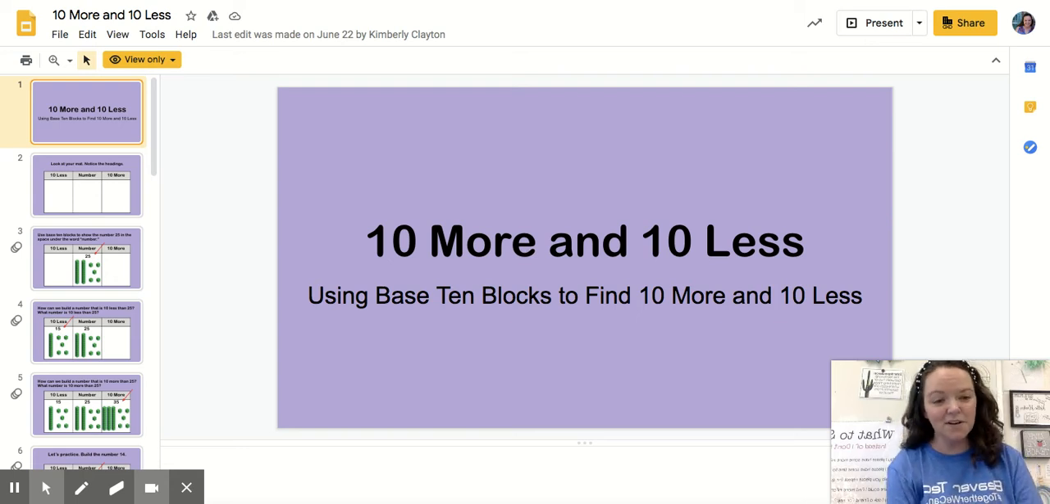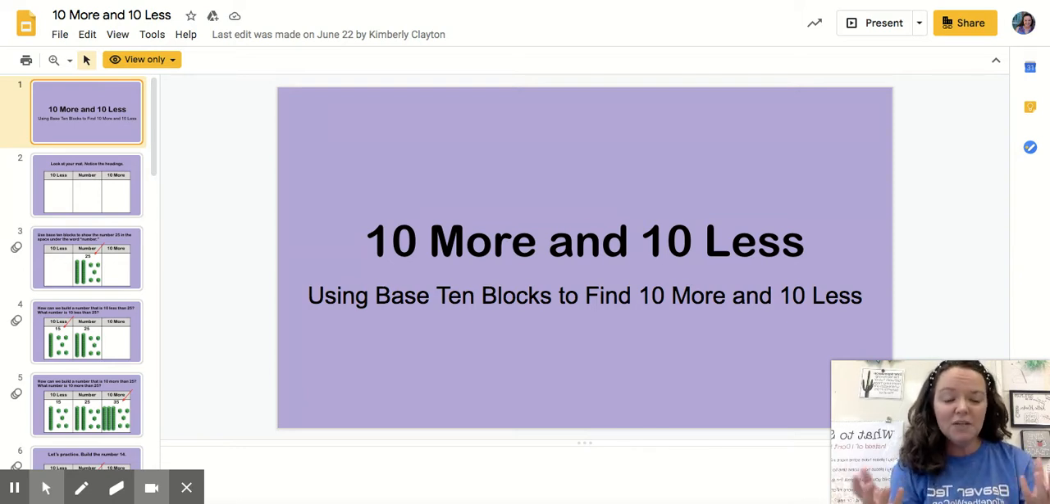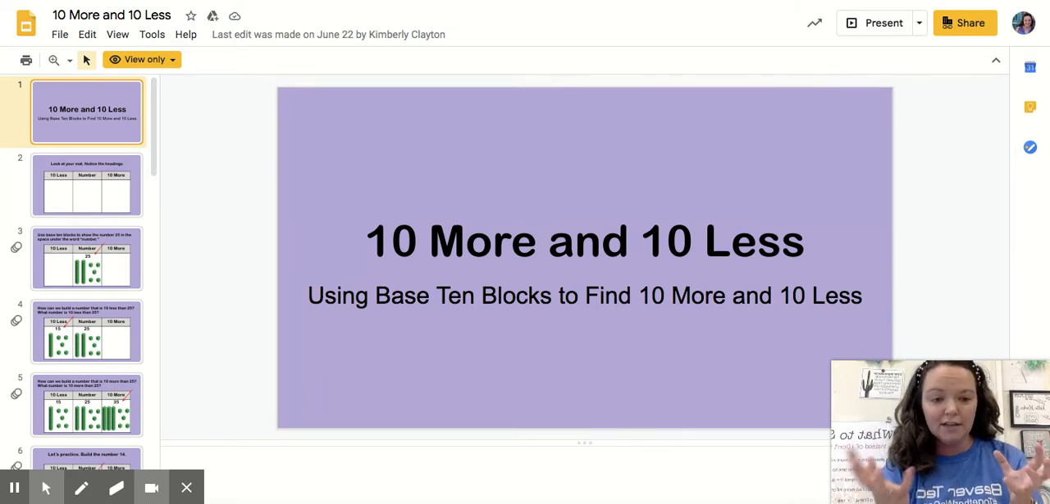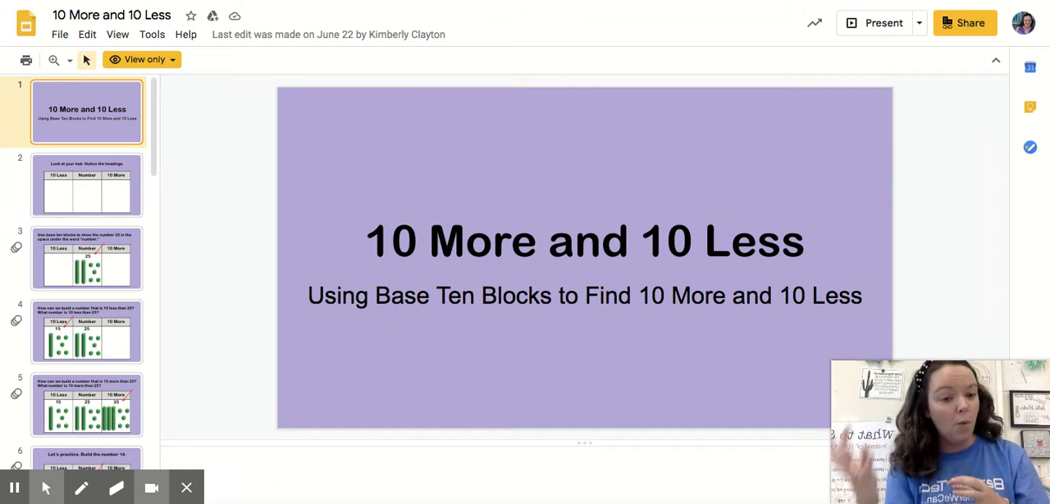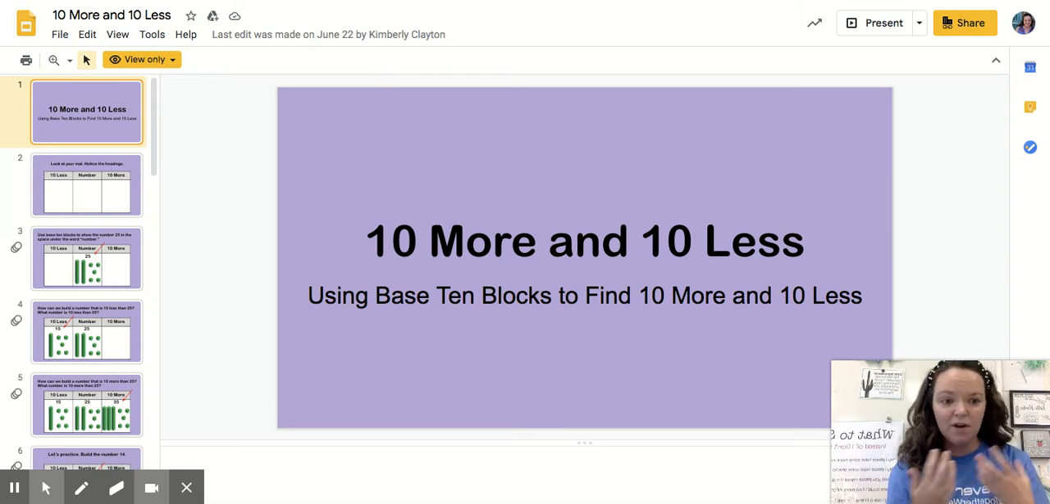Hey guys, we are going to switch gears a little bit this week in our math lessons. We are still going to be using a lot of base 10 blocks, but now we're going to be doing more comparing with our numbers. When we compare, we look at two or more objects or things or numbers and we see how they are the same, how they are different, how they compare to each other. And so for this week, we're going to be comparing numbers that are 10 more and 10 less, or one more and one less. So we know that more means numbers get bigger and less means numbers get smaller.